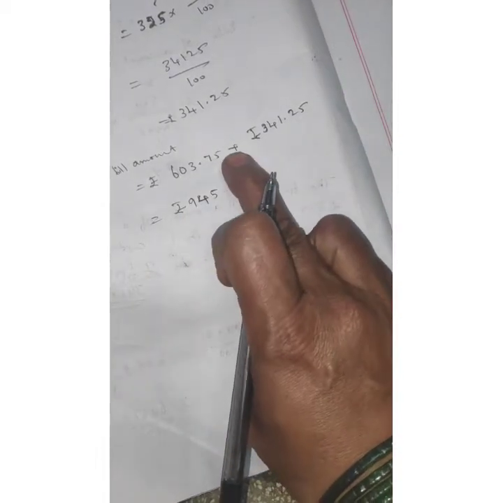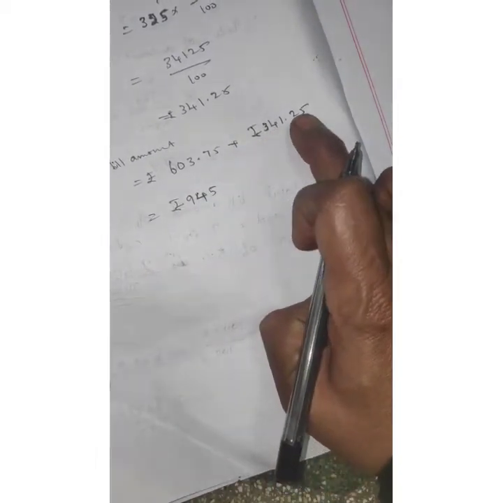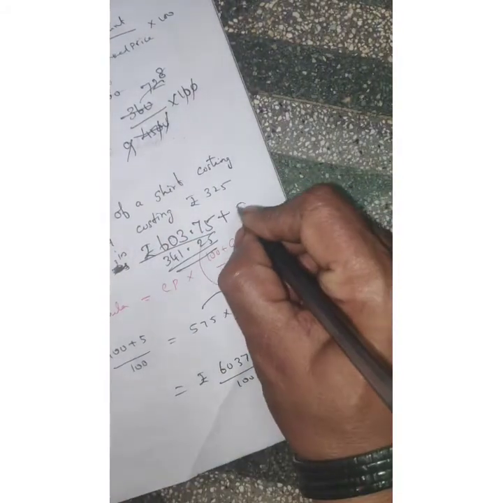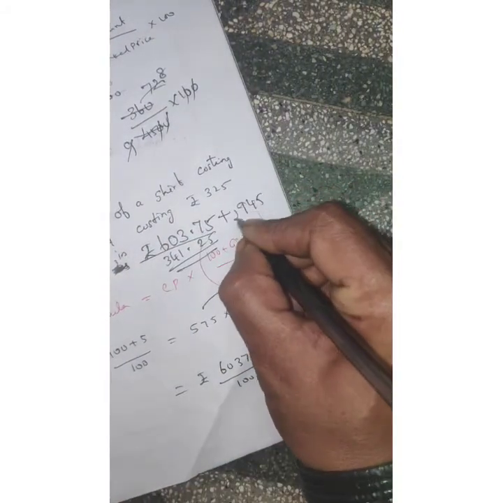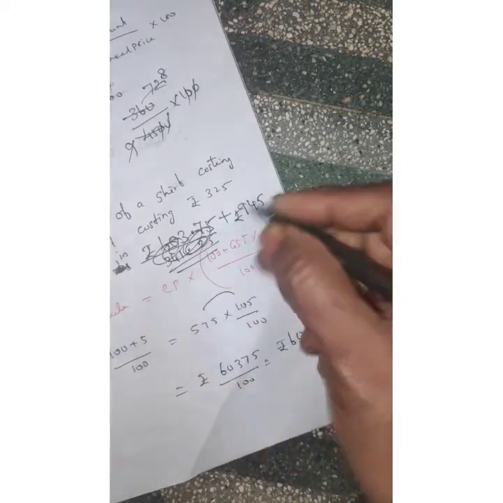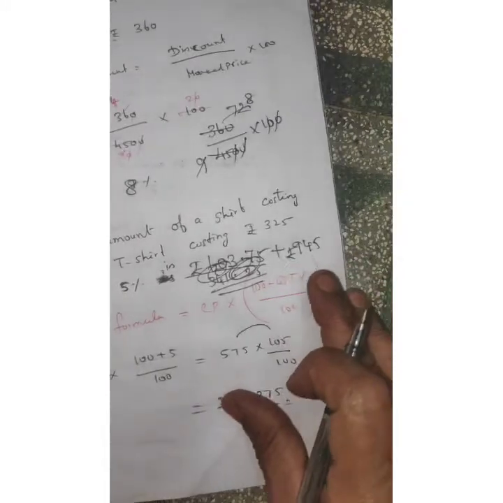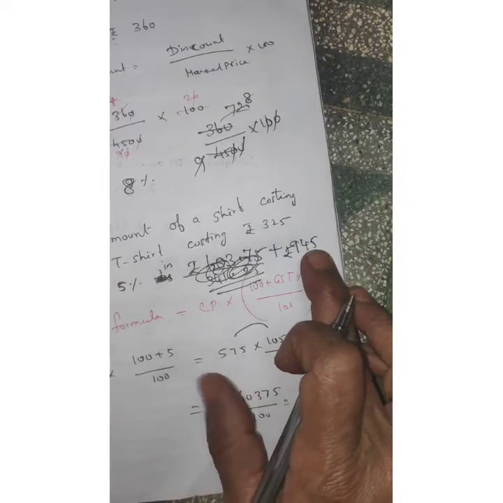603 plus 75 plus 341.25 is equal to what? The answer is 945. The last filling answer is 945 rupees. This and all, no need to write. There you add and write, here write the answer only. So the last question answer is 945.